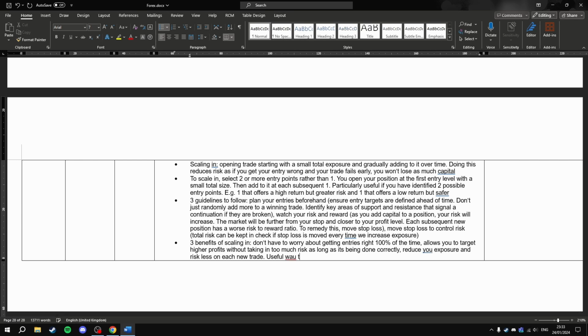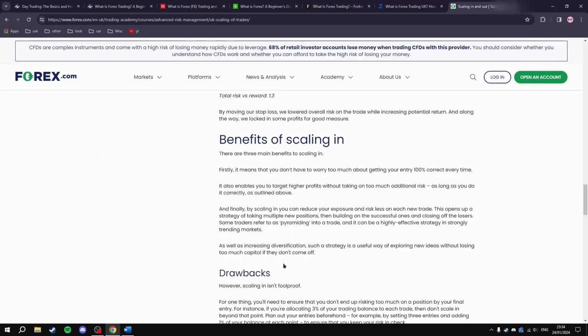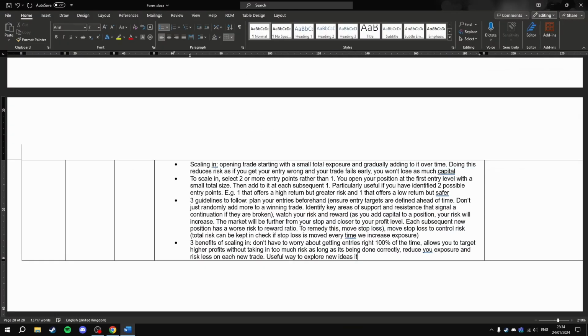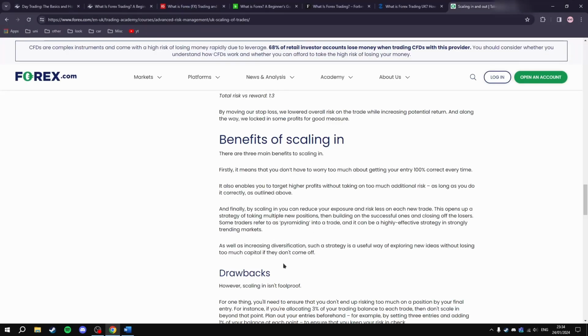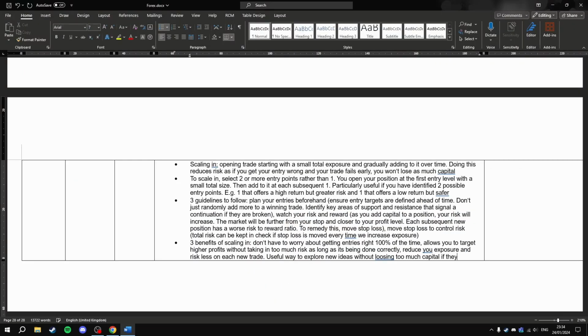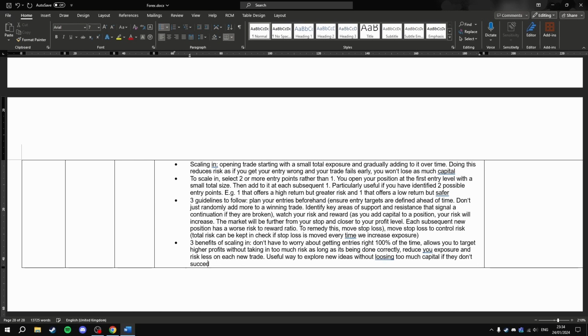Useful way to explore new ideas without losing too much capital if they don't succeed.